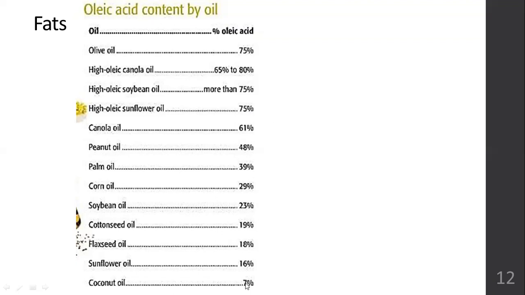So whichever oil has the highest oleic acid, these oils are suggested for cardiovascular patients. You can note down these oils: olive oil, canola oil, soybean oil, high oleic acid sunflower oil. Coconut oil has the lowest, so it has to be avoided.